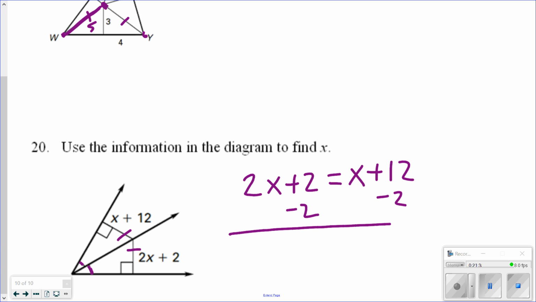Subtract 2, subtract 2. I get 2x is equal to x plus 10. Subtract 1x from each side. x then is equal to 10.